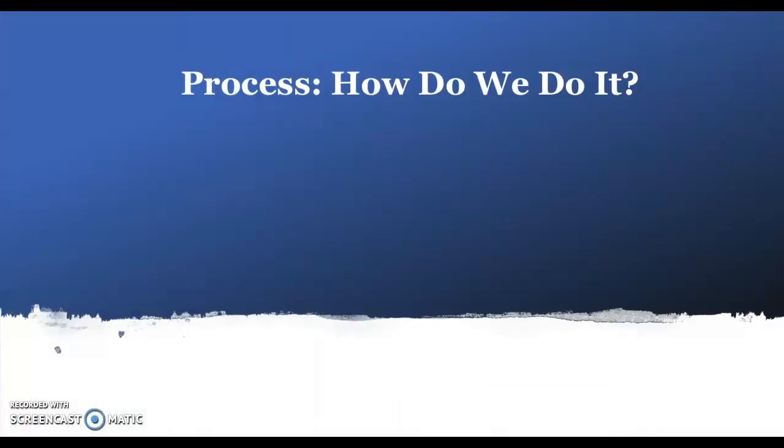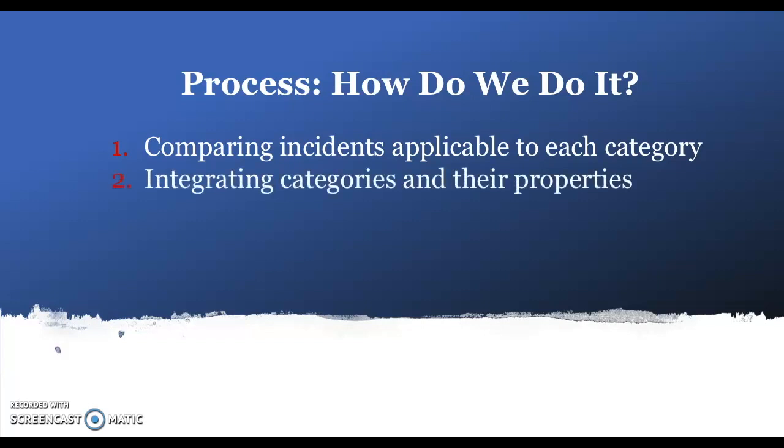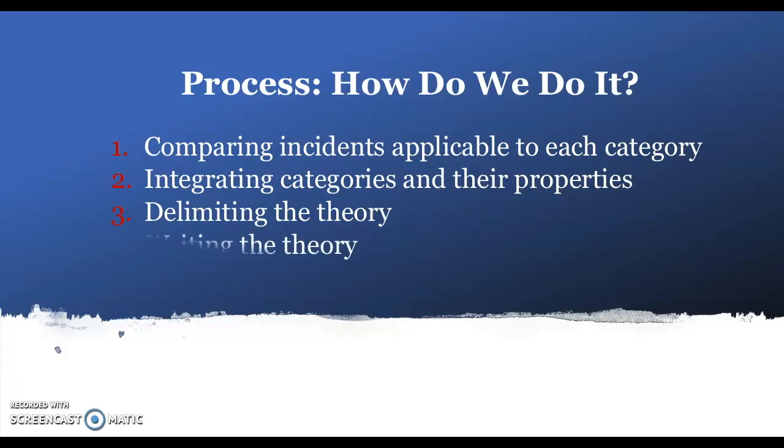Although there are variations to the constant comparative method, the original guidelines, as explained by Glaser and Strauss in 1967, consisted of 4 stages that informed one another: comparing incidents applicable to categories, integrating categories and properties, or what we will call concepts, delimiting the emerging theory, and then writing the theory.